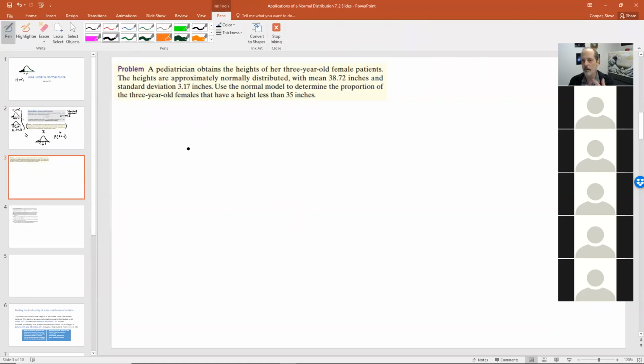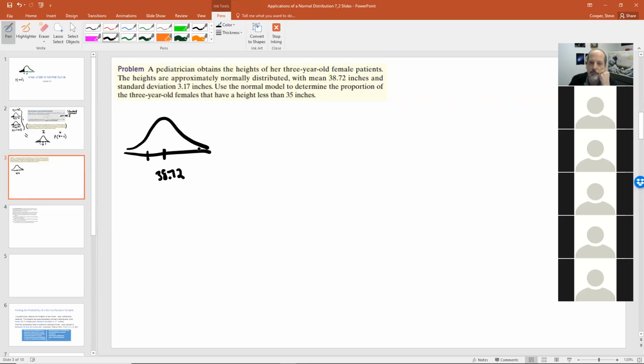Okay, well, let's draw a picture of this because that's always a good way to start. It's a normal distribution, so we're talking this little bell curve. My drawings will not be perfect. Try and use your imagination to clean them up a little bit. The mean is 38.72. And the standard deviation is 3.17 inches.